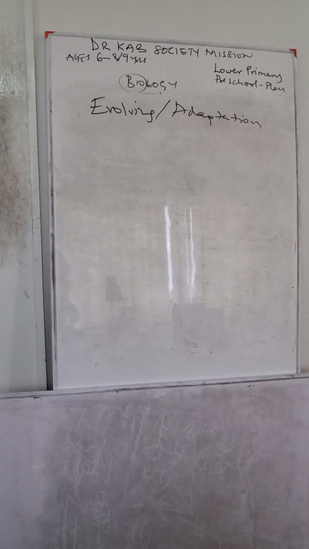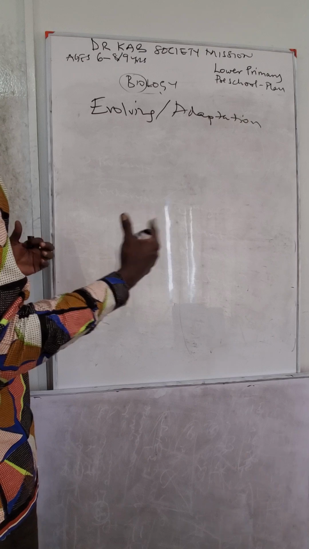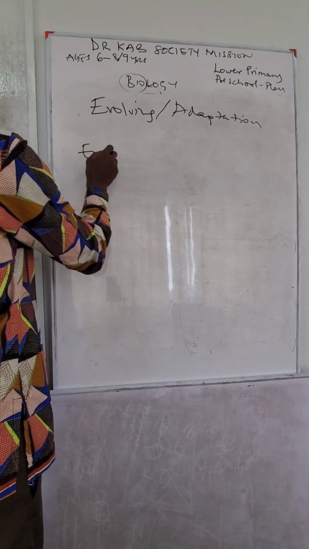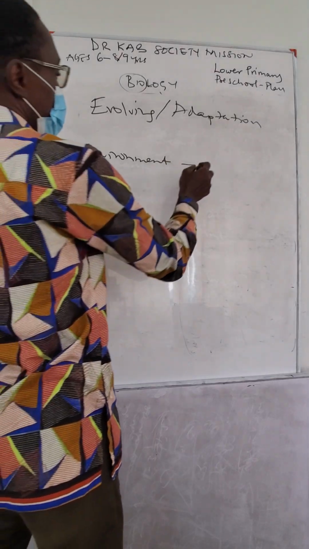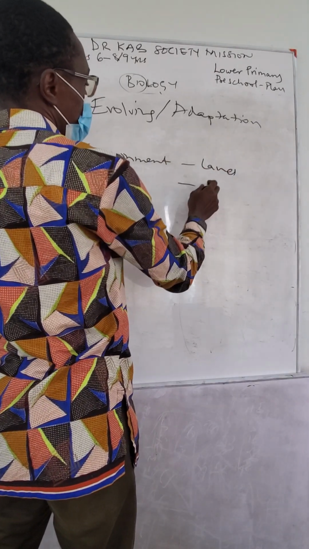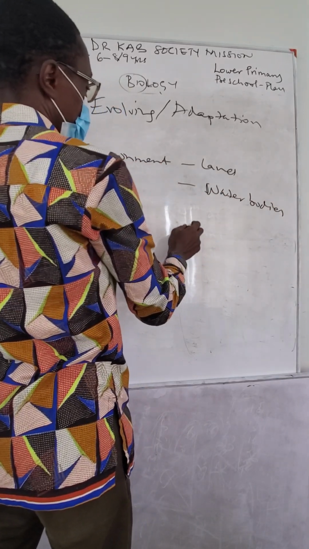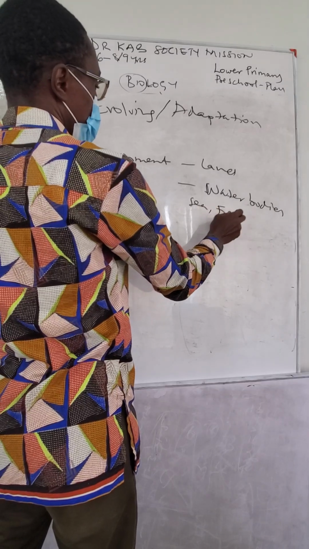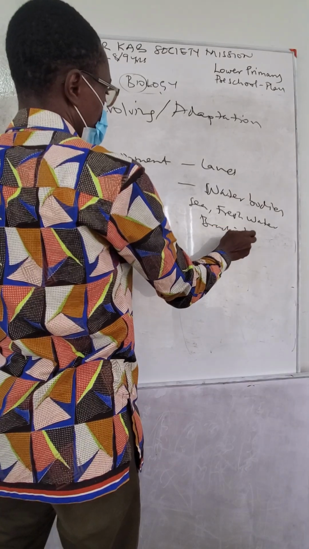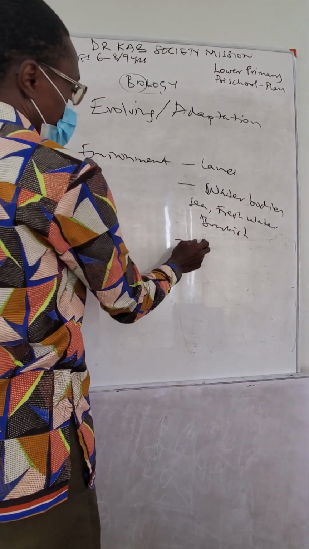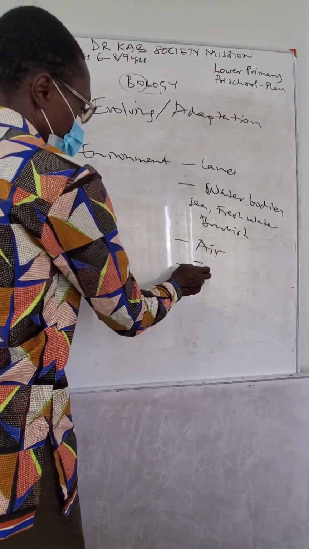So the next thing is you can look at how organisms are evolving or making adaptations to suit their environment. So we have the environment, and in terms of environment, we have what? The land, we have the water bodies, okay? Then we have sea, fresh water. Then we have the brackish, okay? Brackish water, which is a mix of where the two are meeting. Then we have air, okay? Some are able to live in air, and some too on trees, okay?